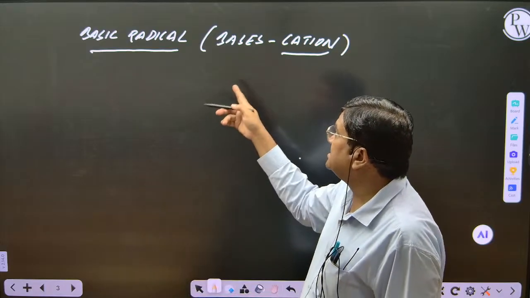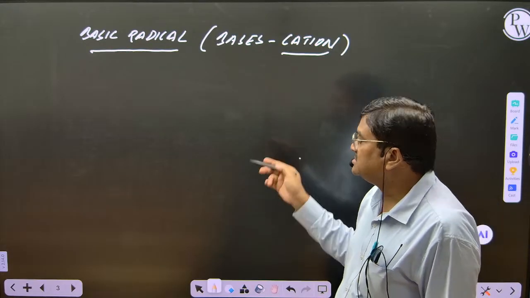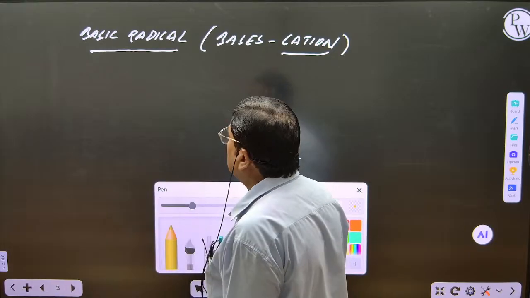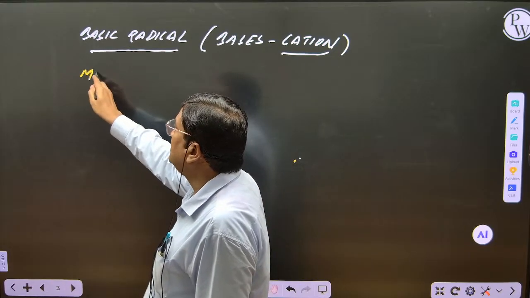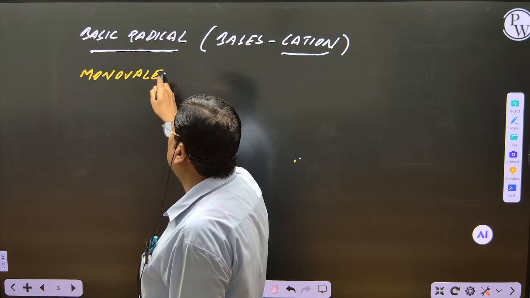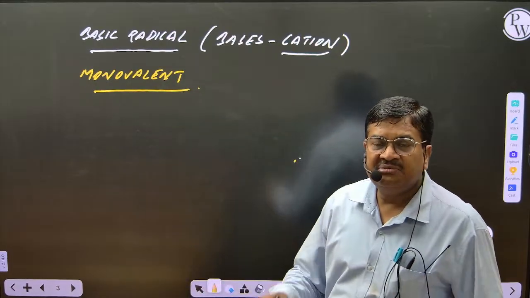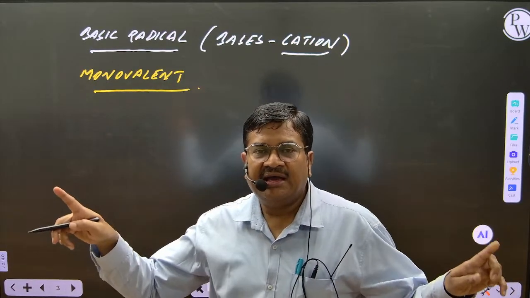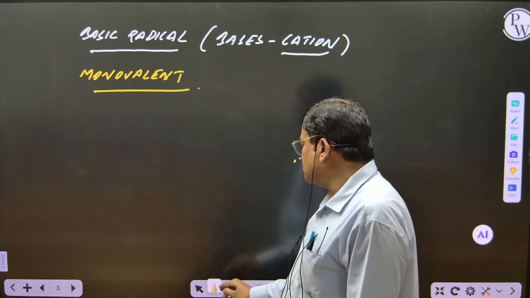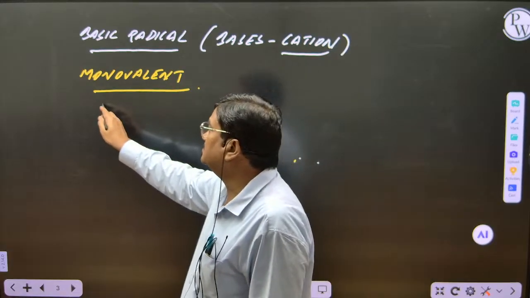So based on the charge we divide them into monovalent, same as in anions what we did here also. Write it monovalent. Monovalent means valence is 1. Monovalent cation. You remember in the periodic table later we study S block elements, that is 1A group. 1A group will lose how many electrons, student? 1 electron.